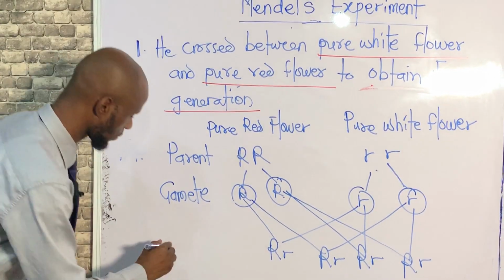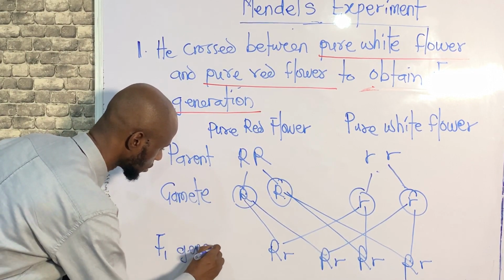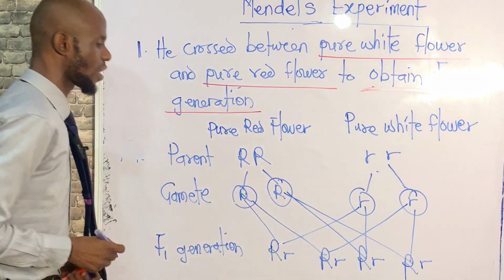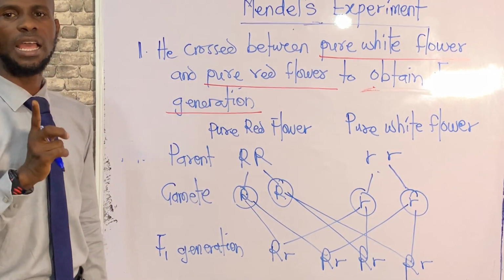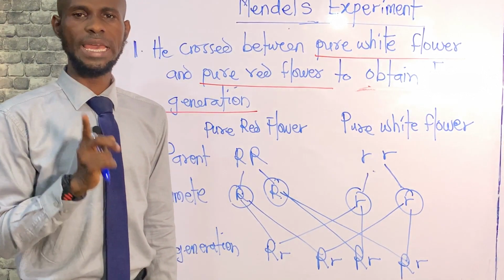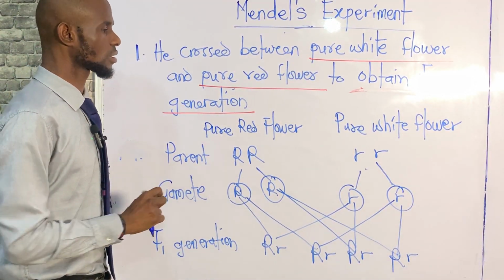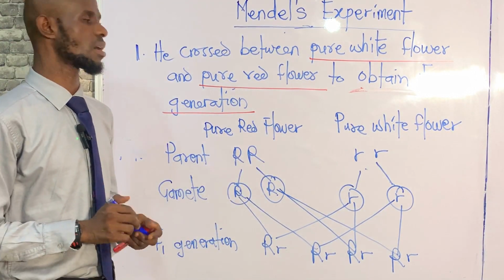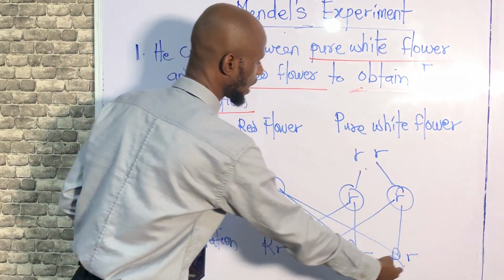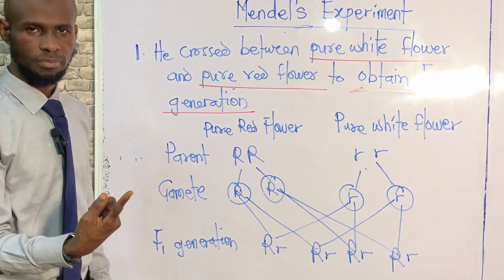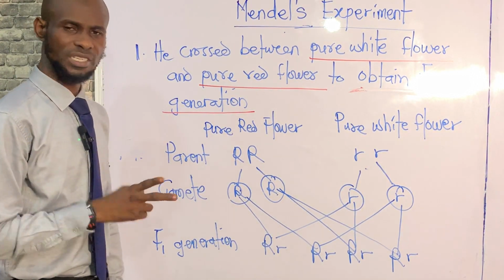So what did you notice? Before that, let us label this. That's the F1 generation. F1 means first filial. Filial is F-I-L-I-A-L. First filial generation. Now, when Gregor Mendel crossed between the pure stock of contrasting character, that is red, then contrasting white, he obtained the same offsprings. All the offsprings are the same.